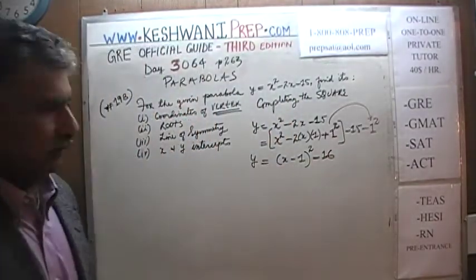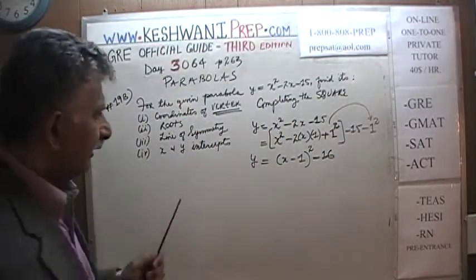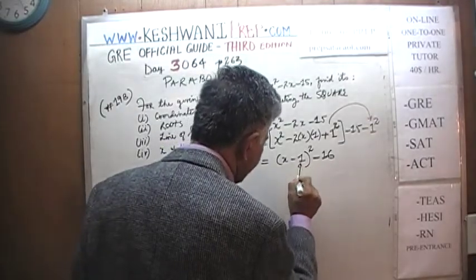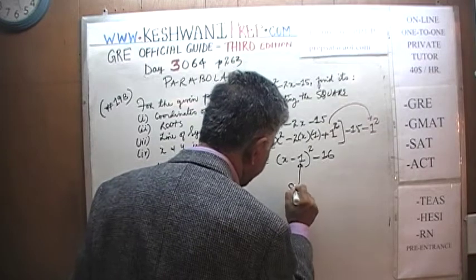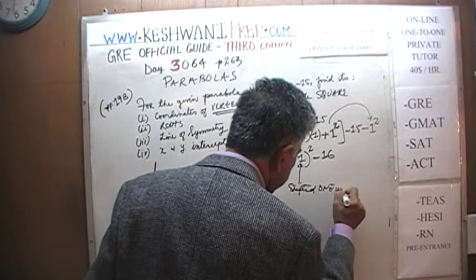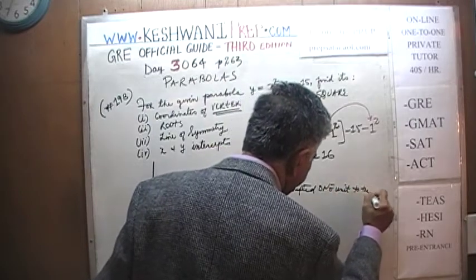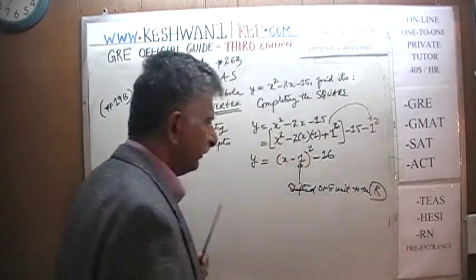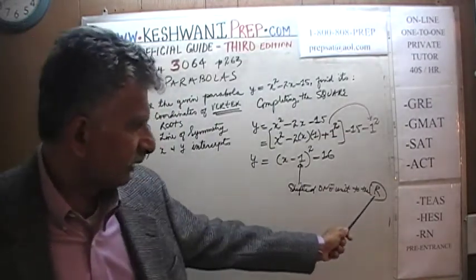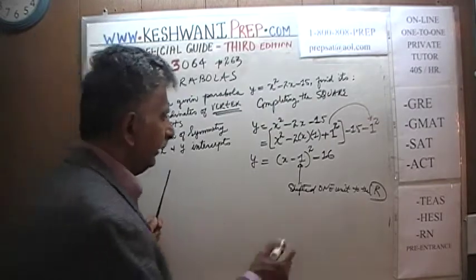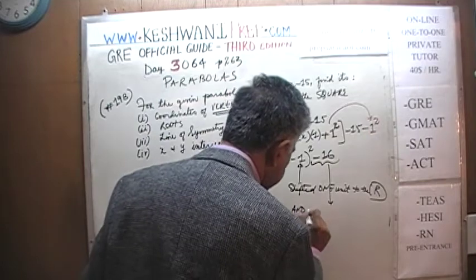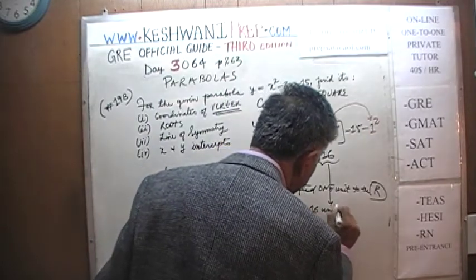That's it. What does it tell us? It tells us that the parabola has been shifted one unit to the right, and this is the part that people sometimes find tricky. Even though it is negative 1, the negative 1 tells us the parabola shifted 1 unit to the right and 16 units down.